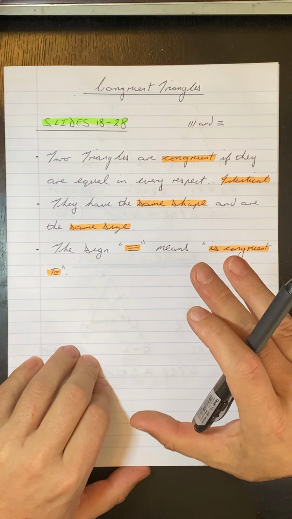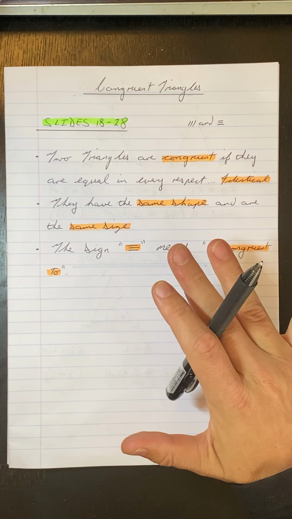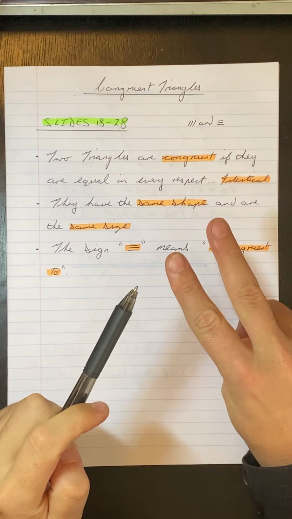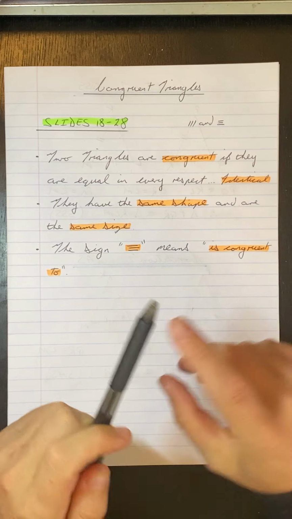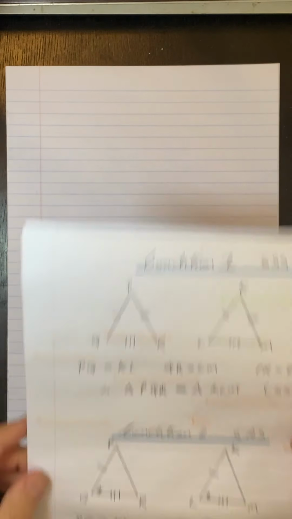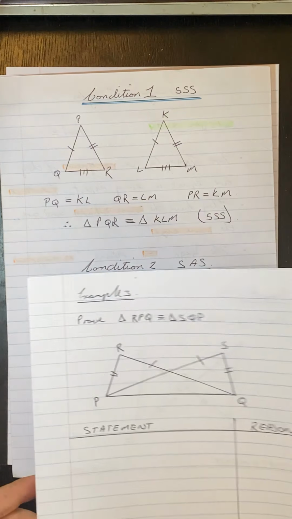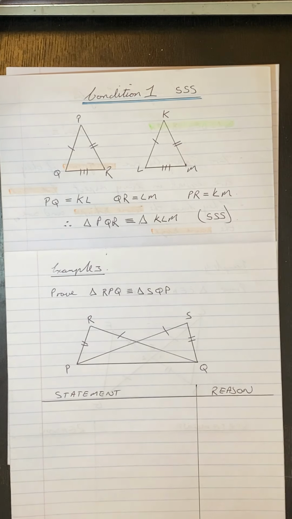Now, in order to prove congruency, we have four conditions, okay? Whereas with similarity, you only had the two: angle, angle, angle, or sides in proportion. For congruency, though, we have the four, and the four conditions we are going to go through now. So condition one. Condition one is if you can prove side, side, side.